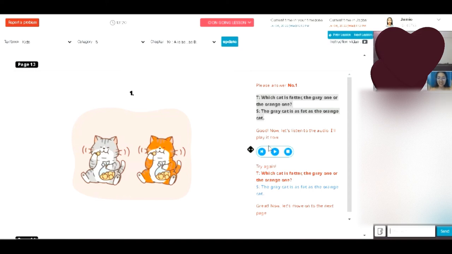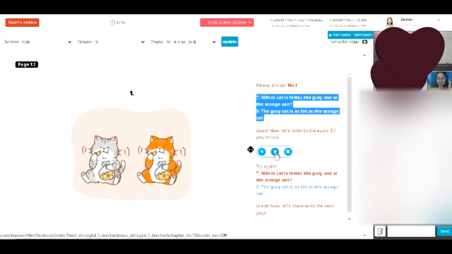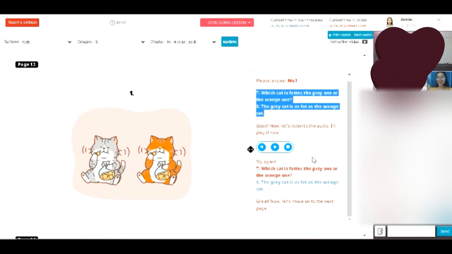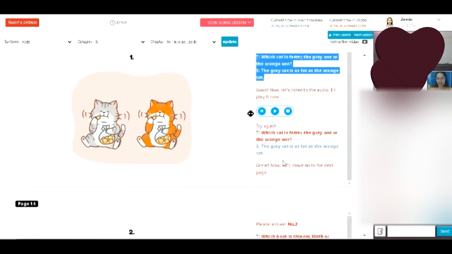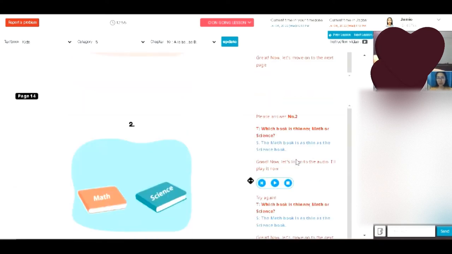Okay, so let's listen to the audio. Which cat is fatter, the gray one or the orange one? The gray cat is as fat as the orange cat. Okay, can you please read the answer? The gray cat is as fat as the orange cat. Okay, very good. Now let's move on to number two.